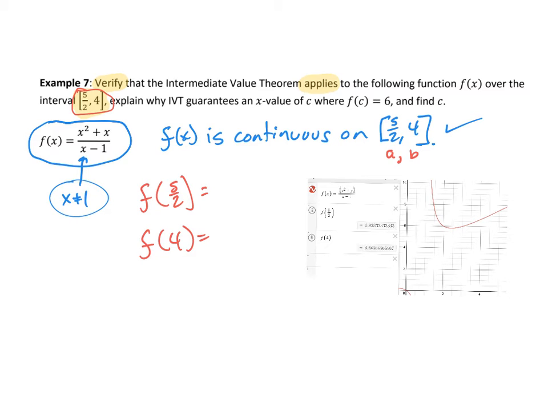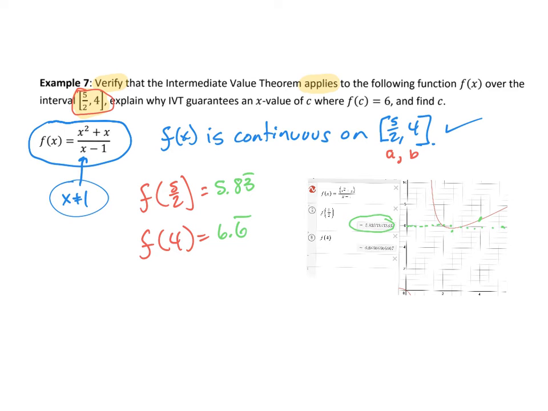So voila, what I did is I typed the function in on Desmos and then had Desmos calculate f of 5/2, which we can see here is 5.83 repeating, and f of 4, which we can see here is 6.6 repeating. Essentially, at 2.5, we're down here somewhere, and at 4, we're up here somewhere. And then notice on our graph, this is our k value.